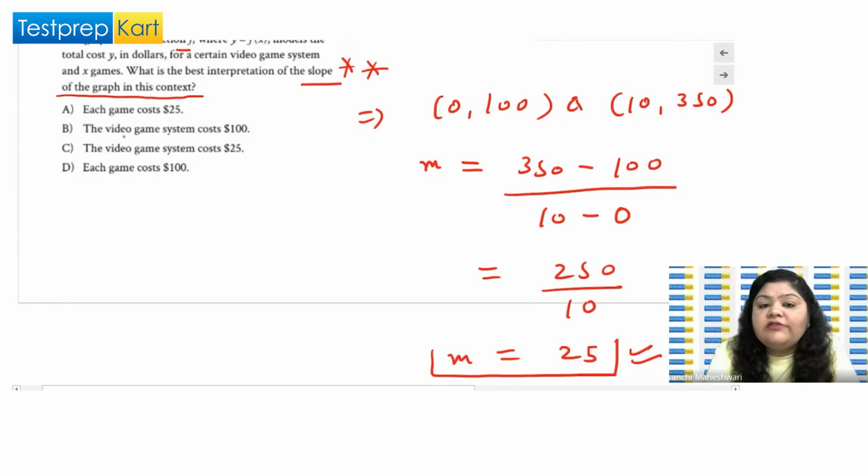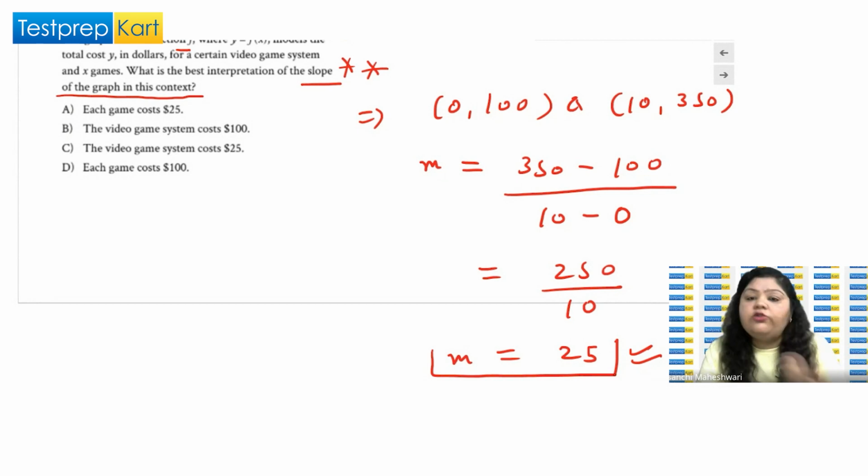Then option B is saying the video game system costs $100. Now have a look at the slope value. Is its value 100? No, not at all. Because it is carrying something else, and the question is asking about the interpretation of the slope, and the slope is 25.